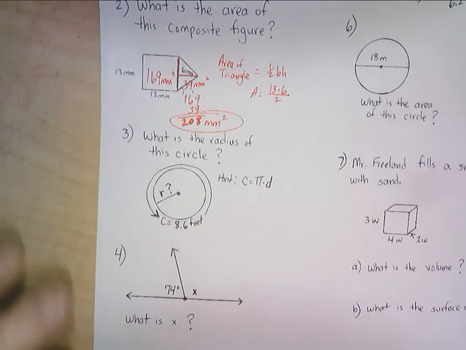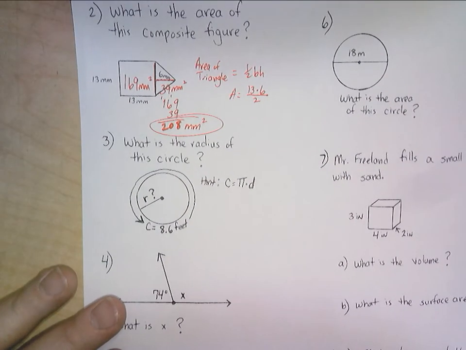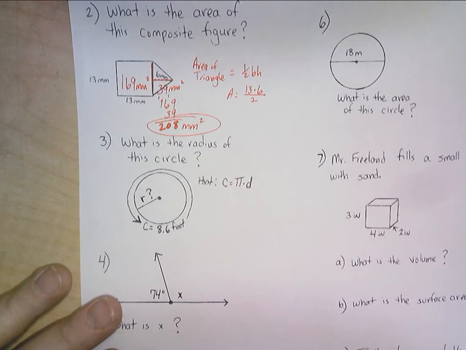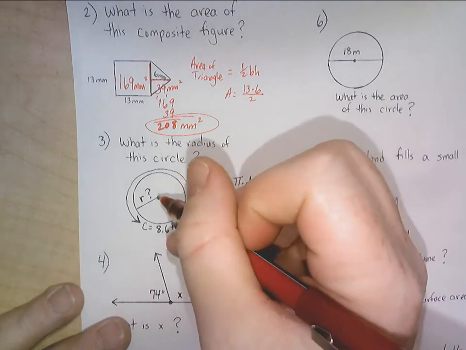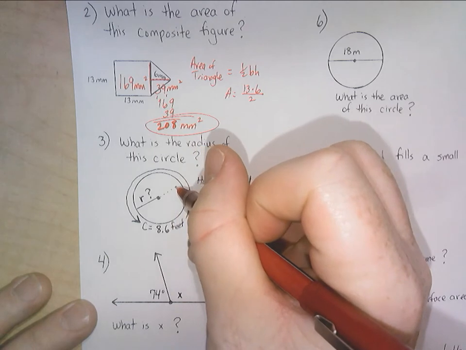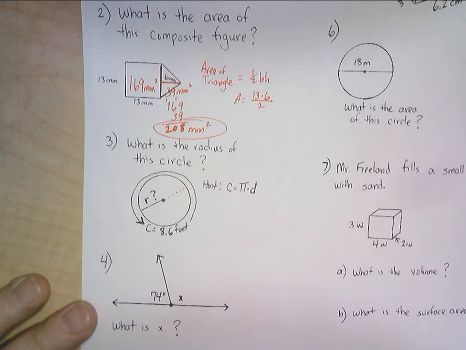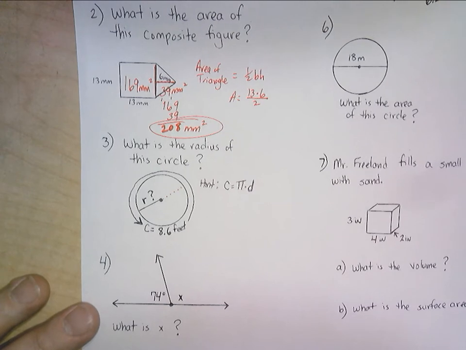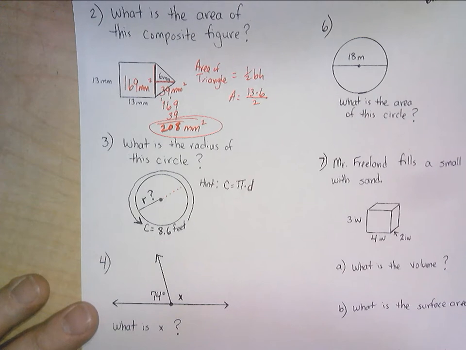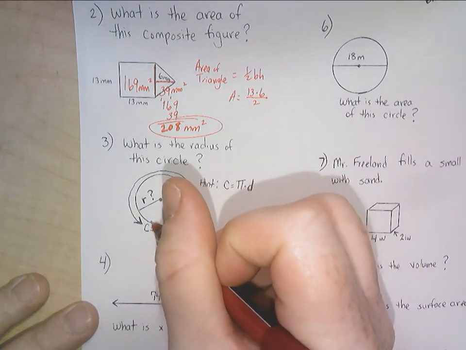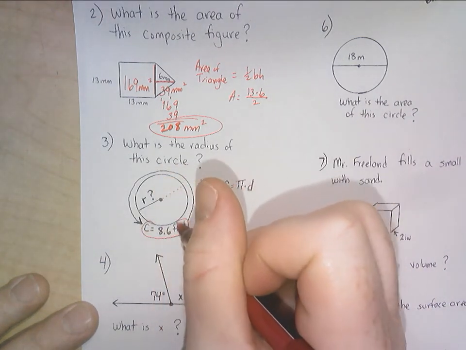Number 3, what is the radius of this circle? Well, how do you find that out? We don't even know the diameter of this circle. We have no idea what the diameter is. How would we even find out the radius? Well, they've given us a clue. The clue here is they give us the circumference. So they've already given us the circumference.